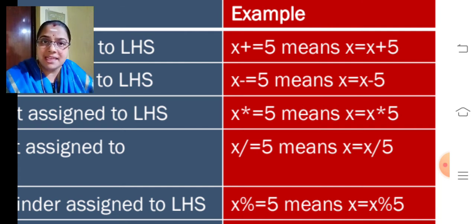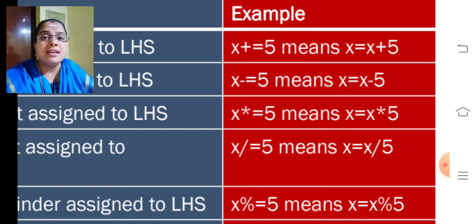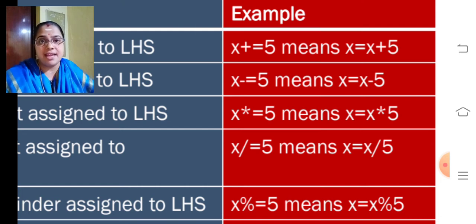Likewise, x minus equal 5, which means what? x equal x minus 5. It will take the value of x on the right hand side and perform the expression. After the operation, it will again assign the new value to the x on the left hand side.